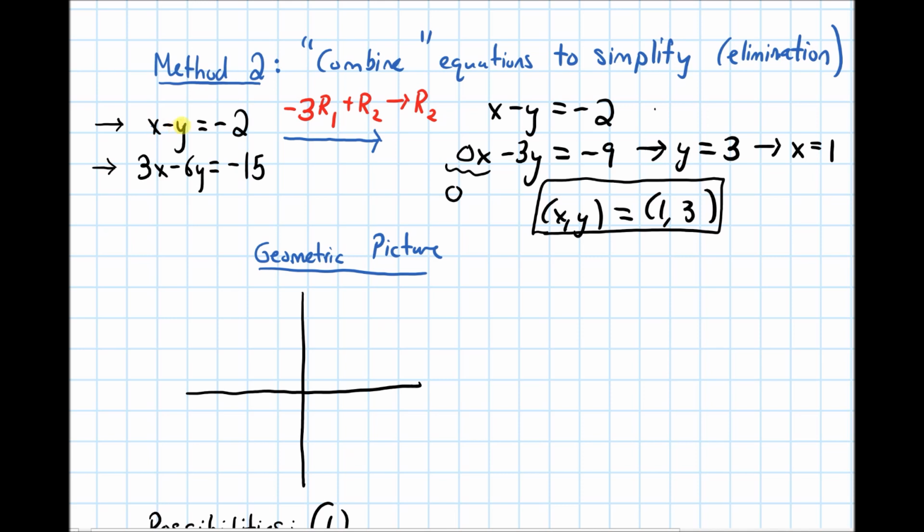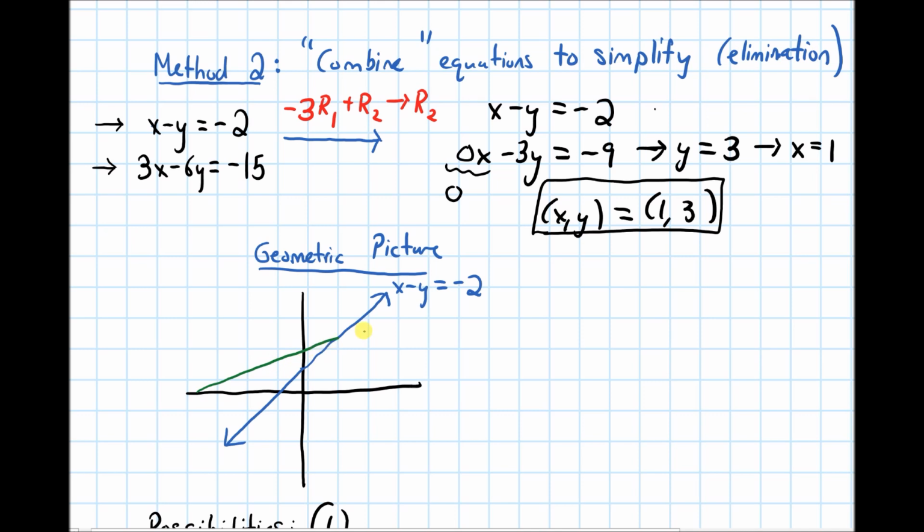So x minus y equals -2. And it turns out that that looks something like this. It turns out it has positive slope if I just rearrange it a little bit. And it turns out that the y-intercept of it is +2. Again, I have to rearrange it a little bit to get that. But that is the line x minus y equals -2. 3x minus 6y equals -15. That's also a line. Except it turns out it looks something like this.